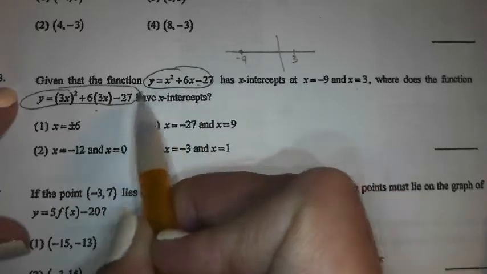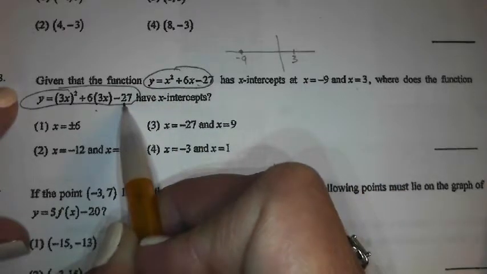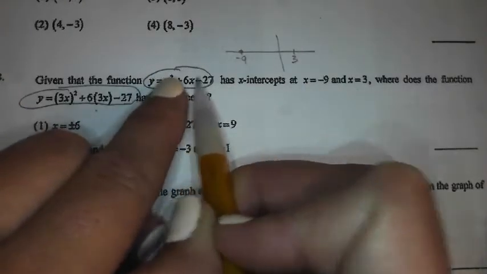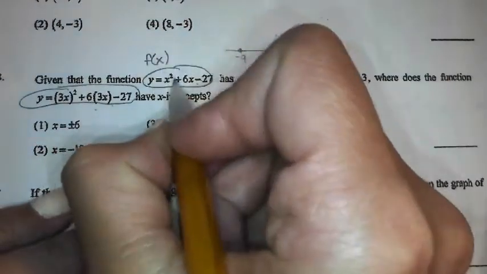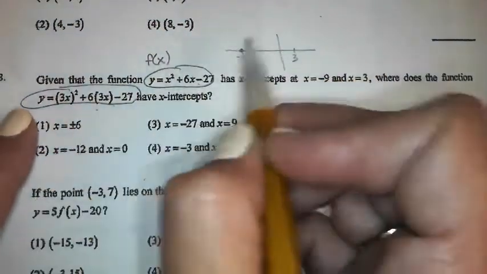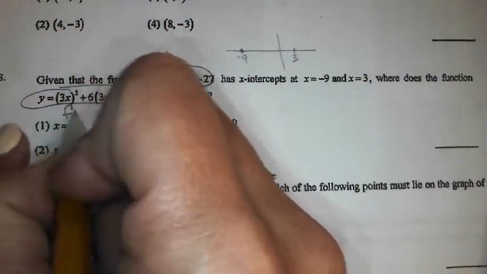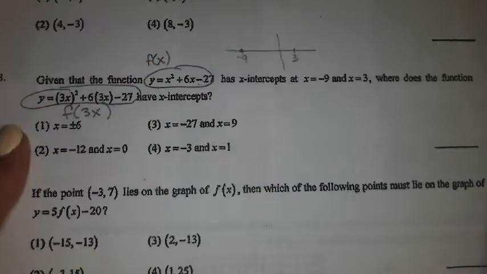What changed from here to here? They took out the x and replaced it with 3x. Everyone look up at the board. So if this was your f of x function, they took out the x and they replaced it with 3x. Do we see that?